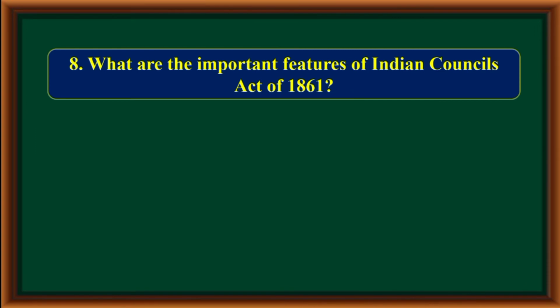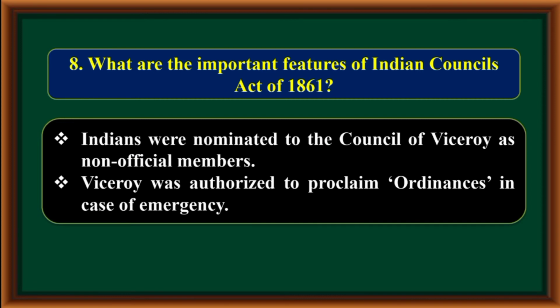Question number 8. What are the important features of Indian Councils Act of 1861? Indians were nominated to the Council of Viceroy as non-official members. Viceroy was authorized to proclaim ordinances in case of emergency. These two are the important features of Indian Councils Act of 1861.